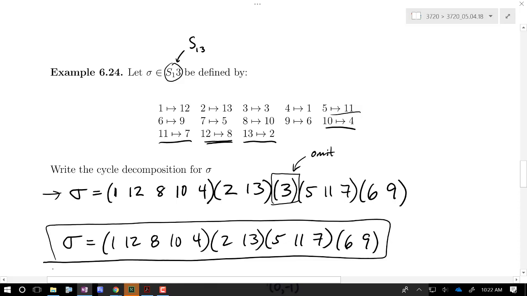It is possible to express every element of a permutation group, we say, as a composition of disjoint cycles. Right, so these cycles, there's no overlapping with each other, right? 2 is in 1 and only 1, right? 5 is in 1 cycle and only 1 cycle. It is always possible to represent a permutation as a composition of disjoint cycles.